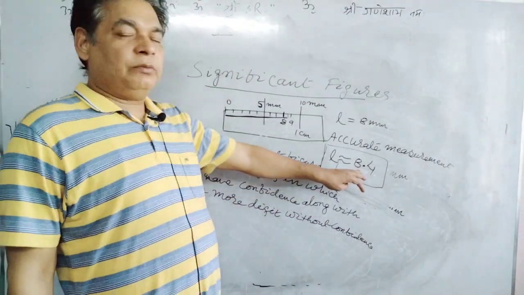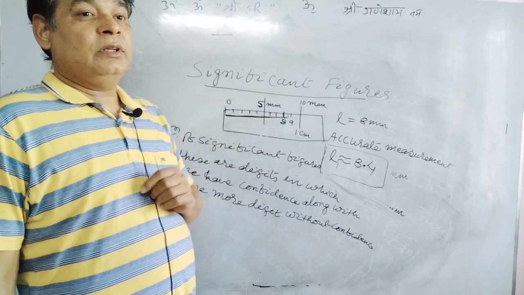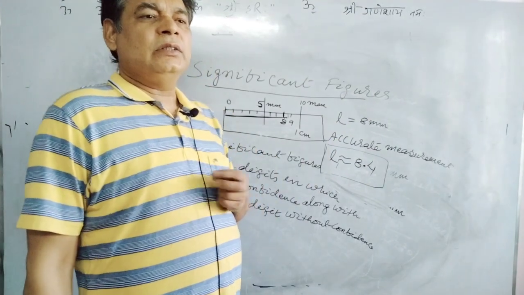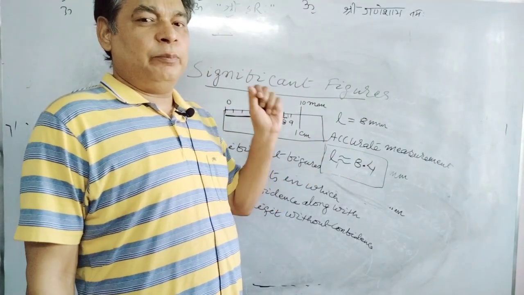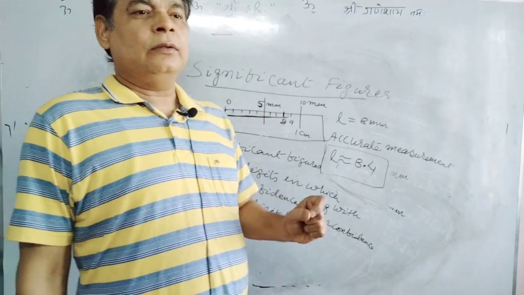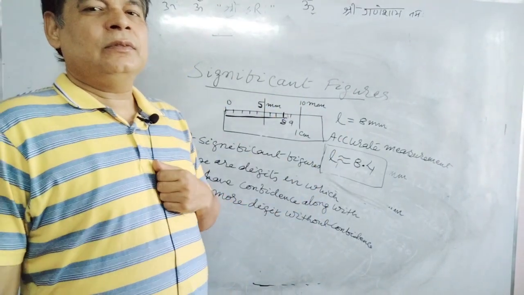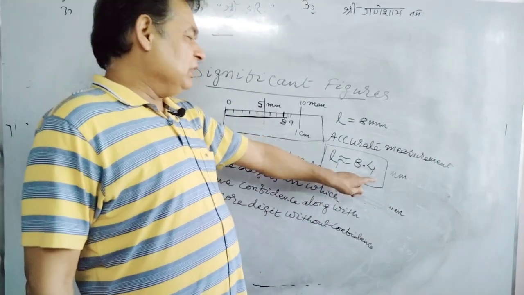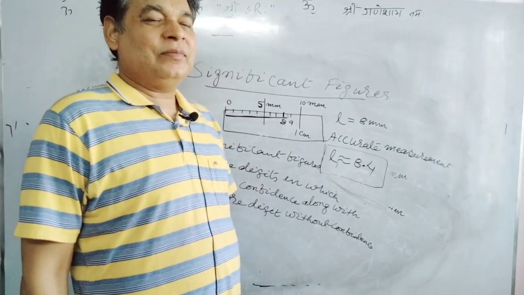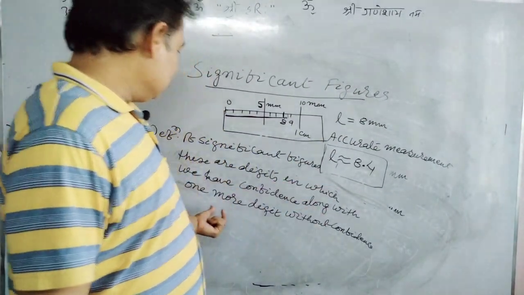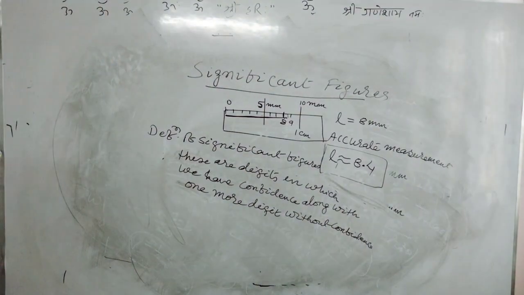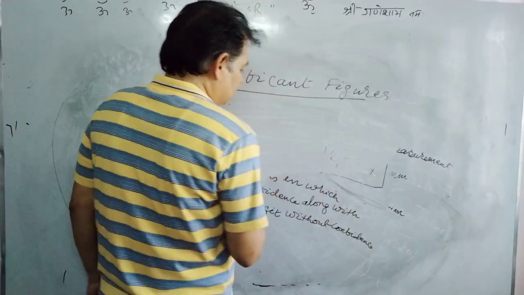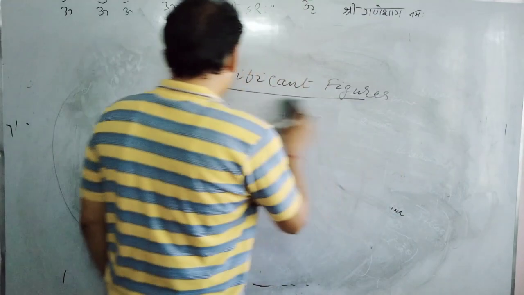There would be some digits with confidence. There would be approximately a last digit without confidence. This last digit without confidence will make the measurement more accurate. In spite of no confidence, it makes the measurement more accurate. So it is needed to write down. This is significant. There are some rules to count significant figures. We are going to study the rules to count the significant figures.